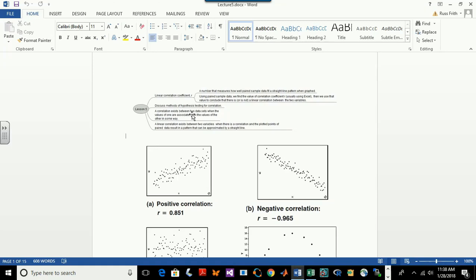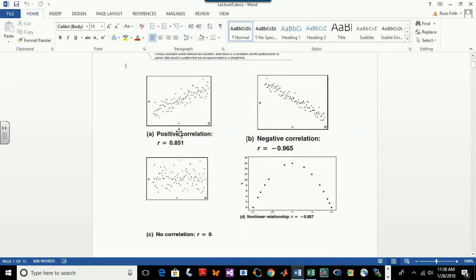A correlation exists between two data sets when the values of one are associated with the values of the other in some way. A linear correlation exists between two variables when there is a correlation and the plotted points of paired data result in a pattern that can be approximated by a straight line.